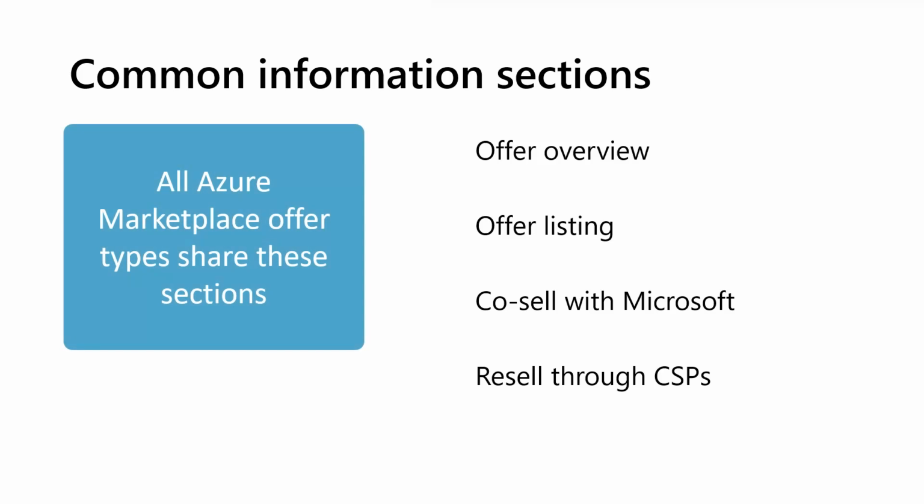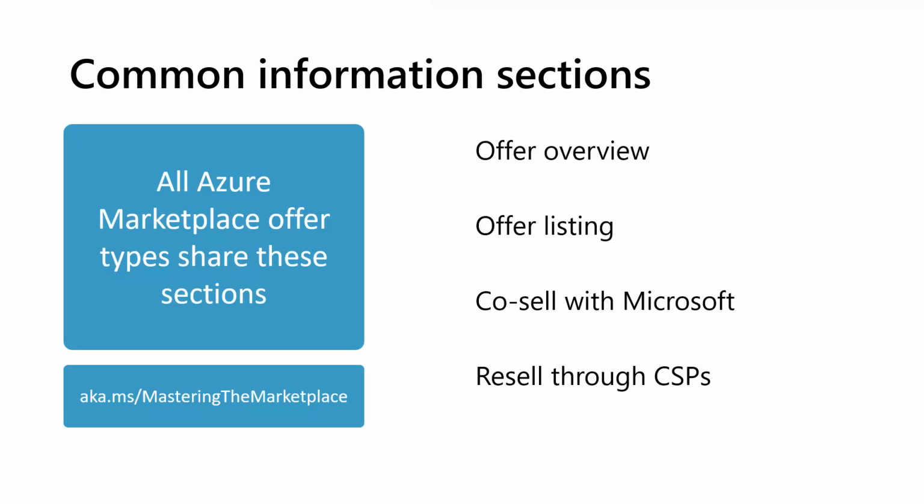Now, these sections are not only included in each offer type, but they require the same information for each offer type. Some other sections, like preview audience, are similar, but require different information depending on the offer type again. And find more videos that cover offer type specific sections. See the Mastering the Marketplace website Partner Center course. Now we'll walk through each Partner Center offer section that is required.